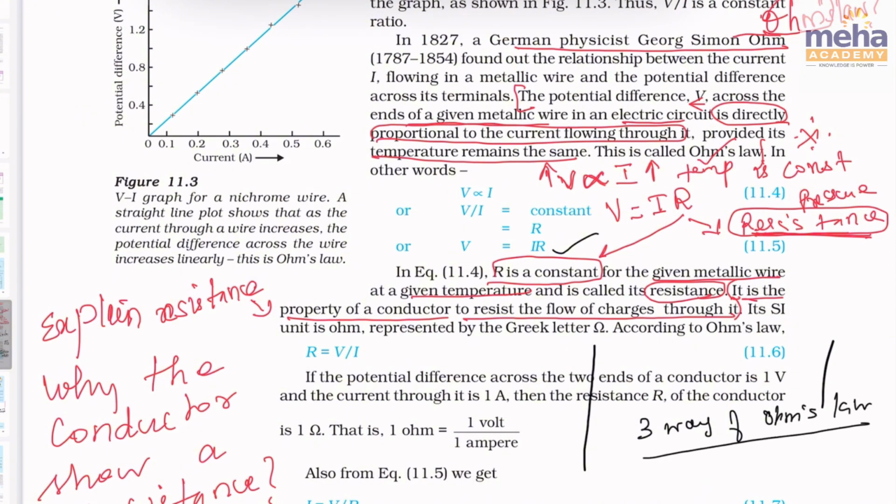One is, we know now, V is equal to IR. Then R is equal to V over I, and I will be equal to V over R. These are the three ways I can write Ohm's law. Now, to understand this Ohm's law better, we will do it through an activity.